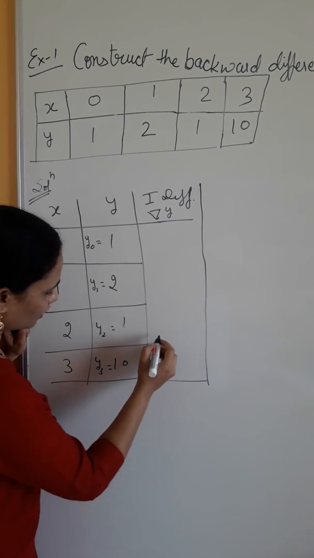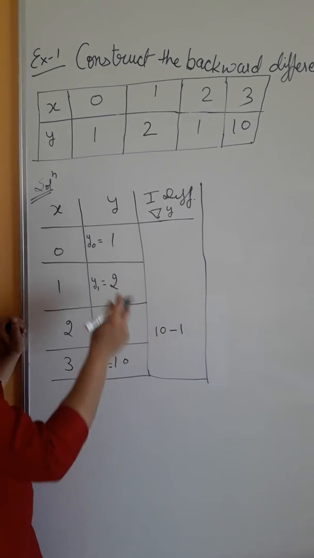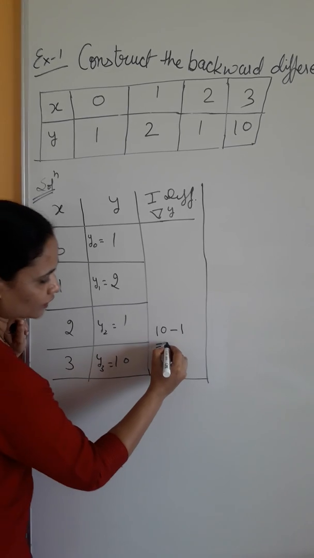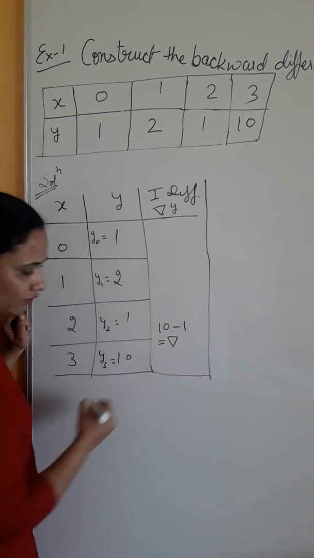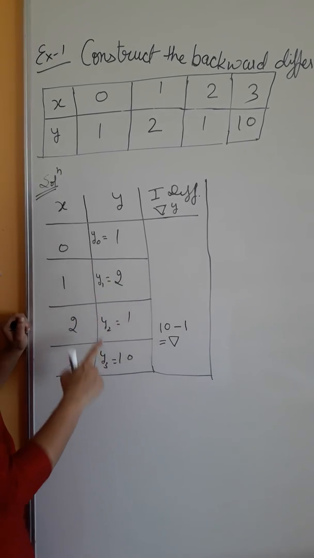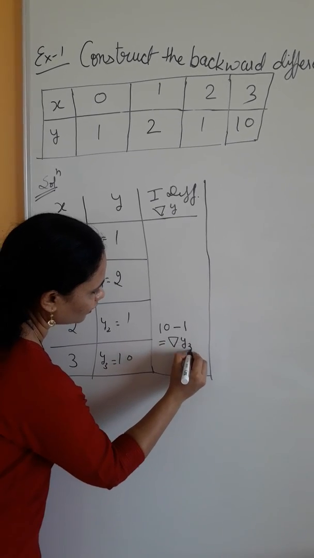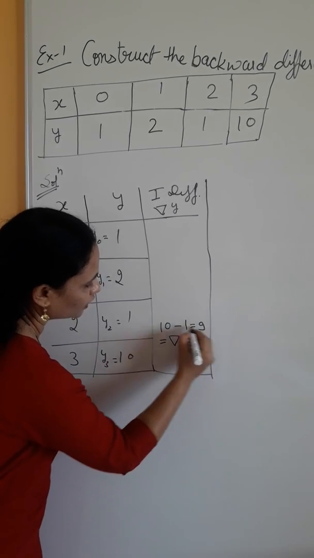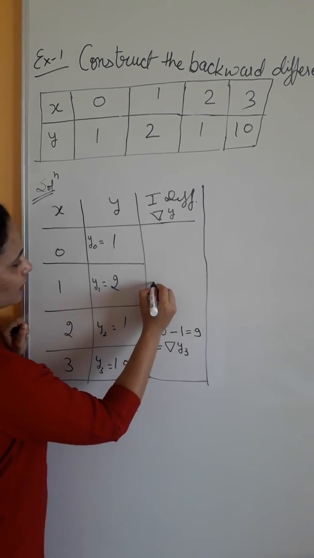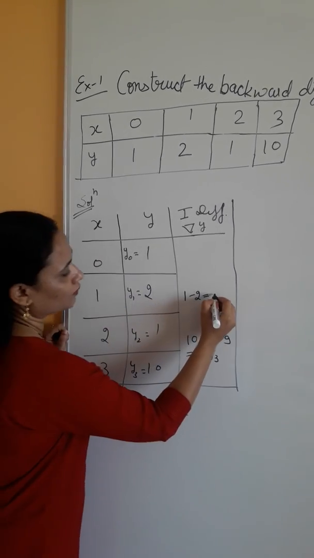So first I am calculating 10 minus 1 since we are going backward. How should I write it? Obviously nabla, that is the first thing, backward difference. Then y3 or y2? Since we are going backward, we have to take this value, y3. So what is the value of nabla y3? That is equal to 9. Nabla y3 is 9.